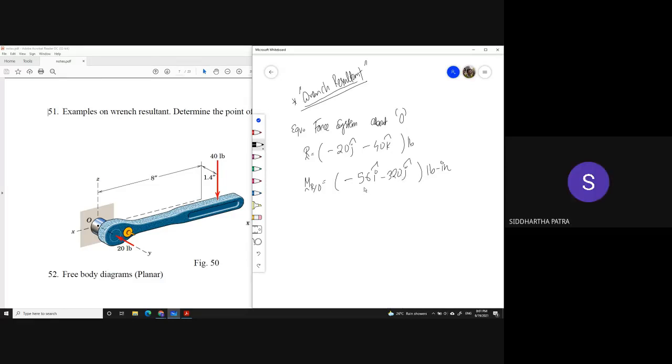Is it plus 56 or minus? Sir, I am getting minus. Minus, it's minus 56 i, and 320 minus k. Okay. So obviously the two are not normal to one another. So the question that you can ask is then, what is the simplest resultant?